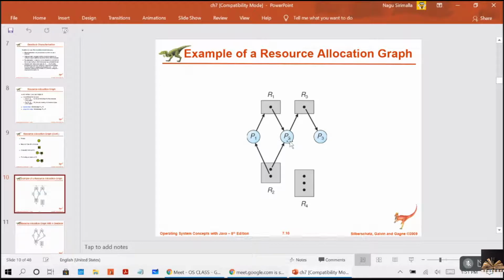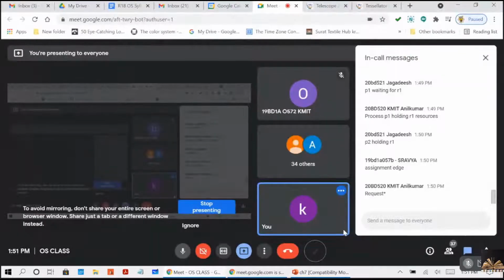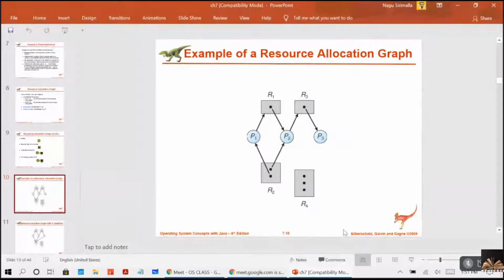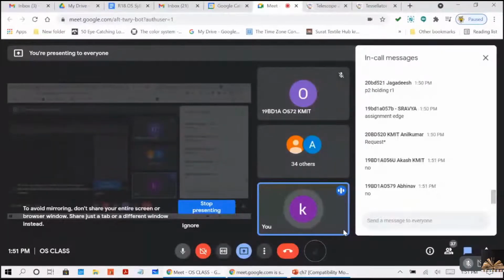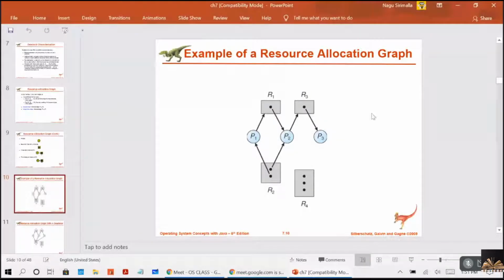So, do you find any circular wait here? Do you say there is a deadlock in this graph? See the graph carefully and tell me, is there any deadlock in the resource allocation graph? I told you, no, the resource allocation graph is used to identify deadlock. No. Why? Because there is no circular wait, right? So if I can find a circular wait, I can say so. Yes or no?